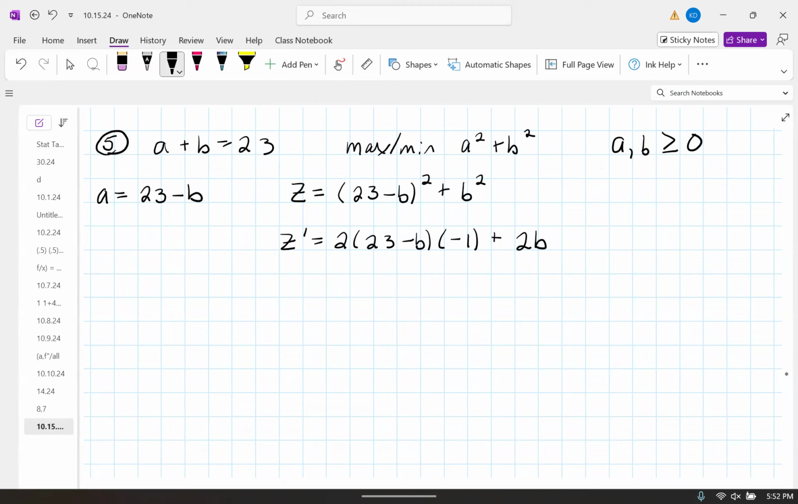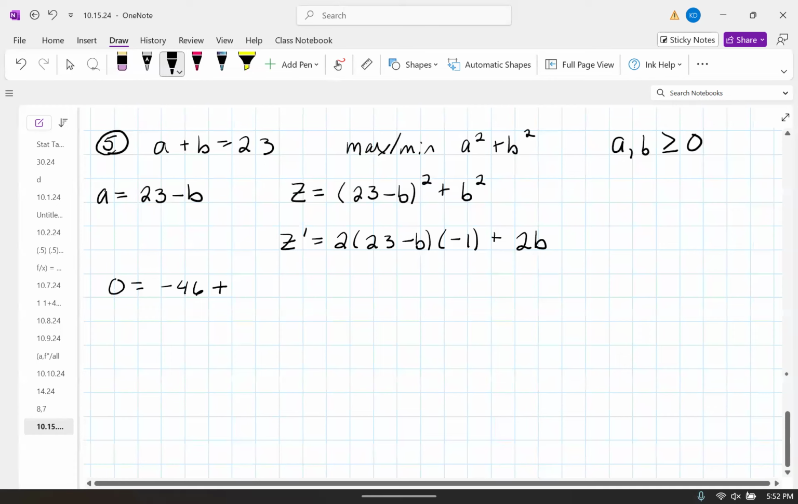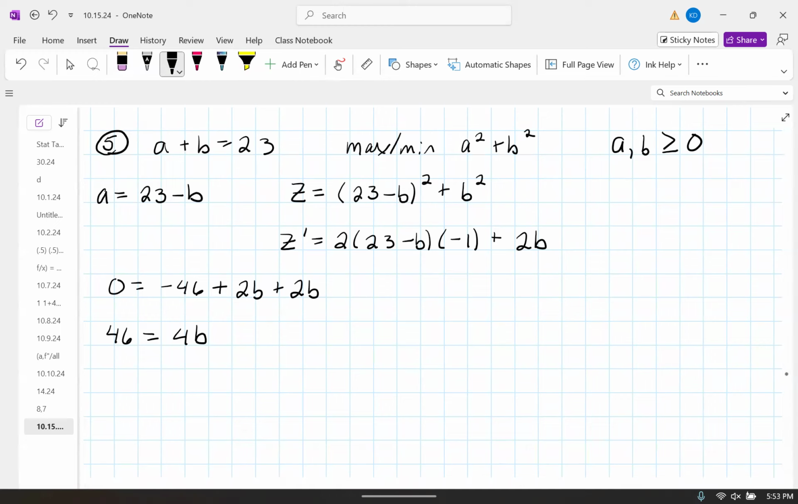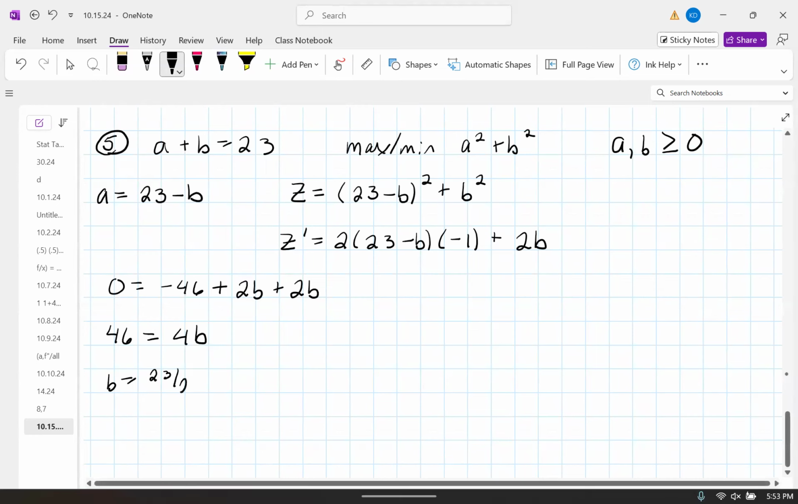Now it's pretty much the same problem we've done 4 times before. I'm going to expand this now, -46 plus 2B plus 2B equals 0. 46 equals 4B. And B equals, we get 23 over 2.